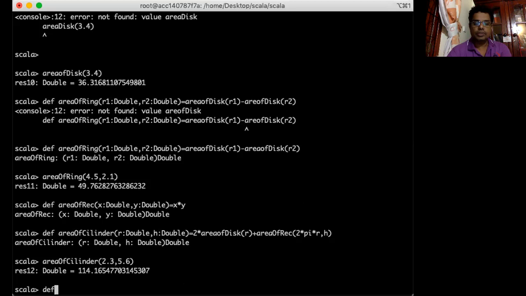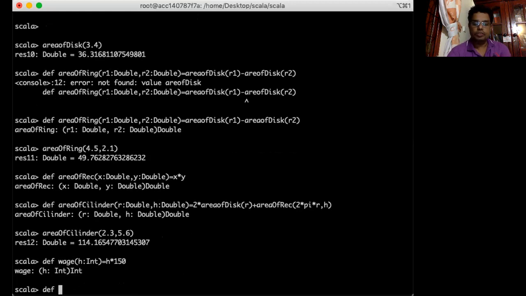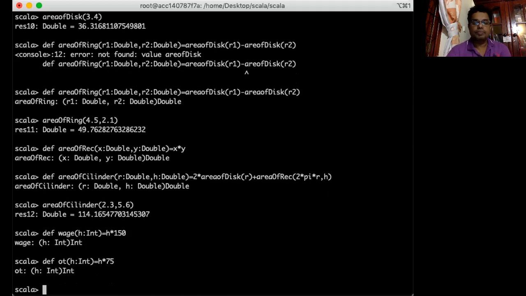In order to calculate that, I will write two functions. One is the wage function, which takes hours as an integer. I define that as input, and his income is hours multiplied by 150 rupees per hour. Then I need to write a function for OT, taking hours as an input, and his OT income is H multiplied by 75 rupees per hour. So that is OT income.